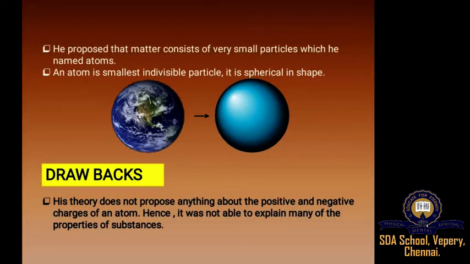Hence, it was not able to explain many of the properties of substances. So this was the drawback of Dalton's atomic theory. He just said that atoms are smallest invisible particles and every matter consists of very small particles called atoms, and it is spherical in shape.